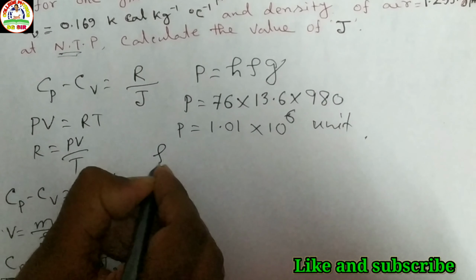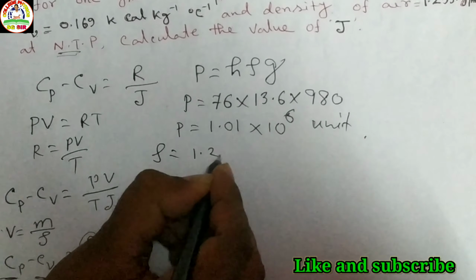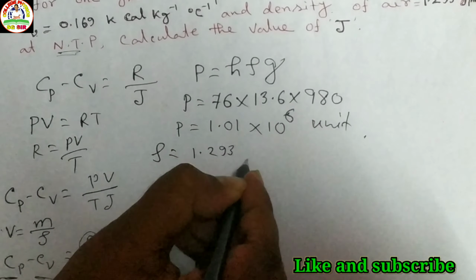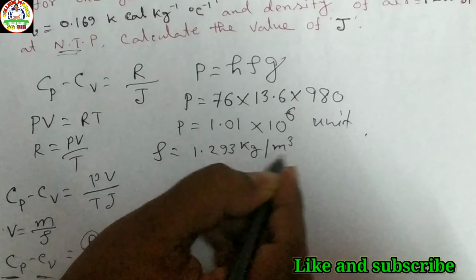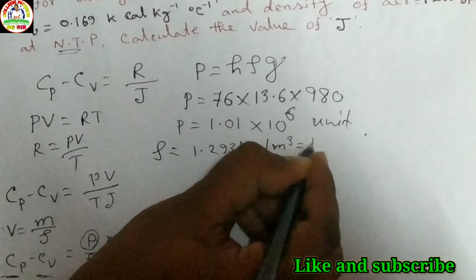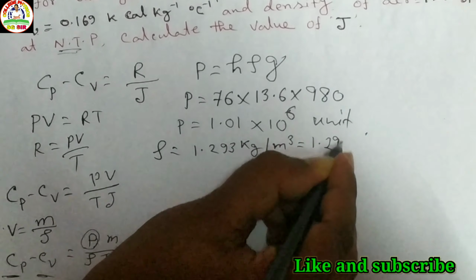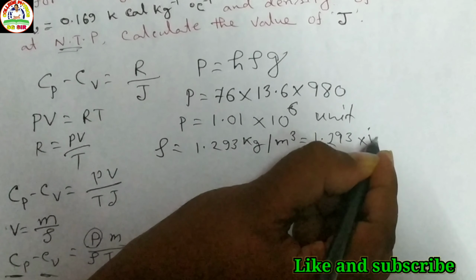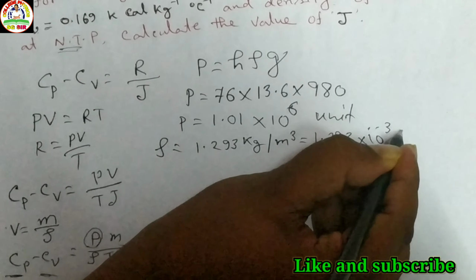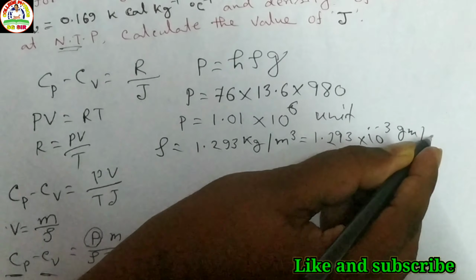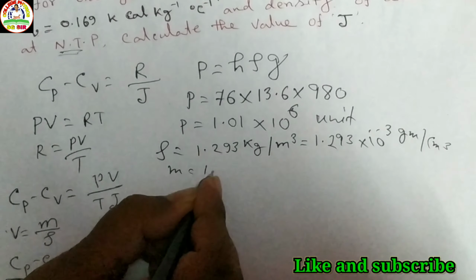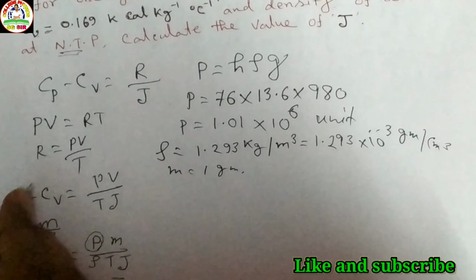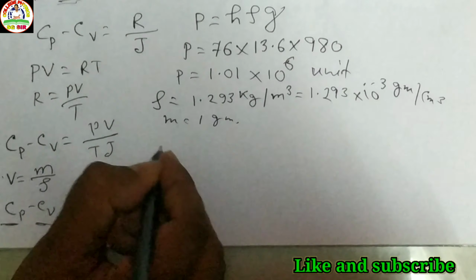Here also rho is given as 1.293 kg per meter cube. If we change it to CGS units, we can write 1.293 into 10 to the power minus 3 gram per centimeter cube. Here M is equal to 1 gram.